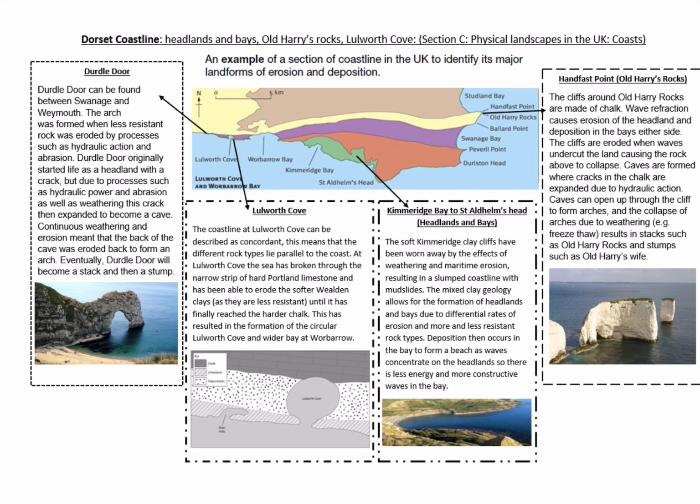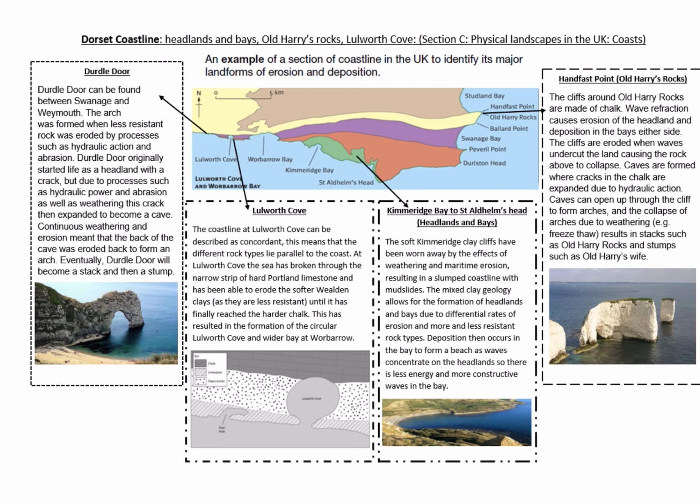Okay, moving on to the final section then, if we start with coasts, you've got Dorset coastline. This is your example of a section of coastline in the UK, which basically you need to know its major landforms. I won't explain all of these because I've done this previously in other videos, so this is just a whistle-stop tour. So essentially if we work left to right on the map that we've got here, you first and foremost have got Durdle Door.